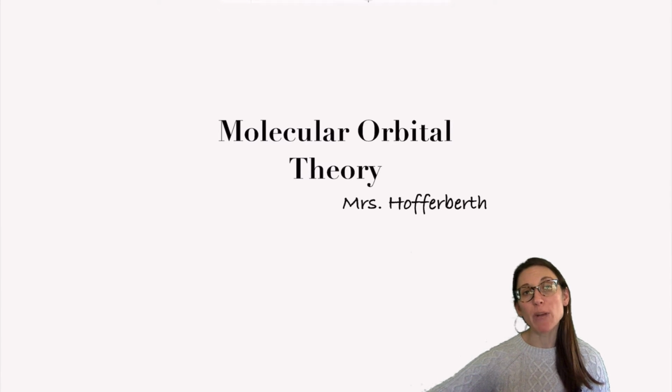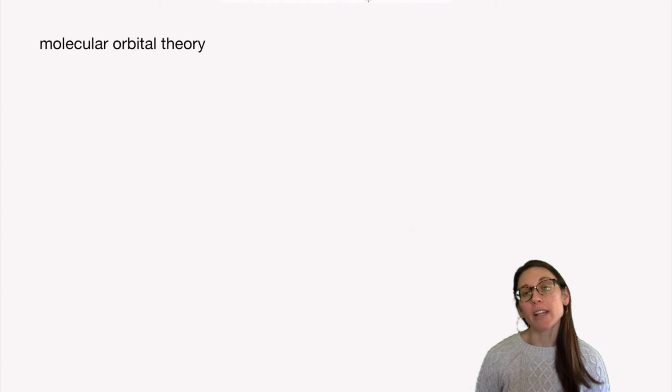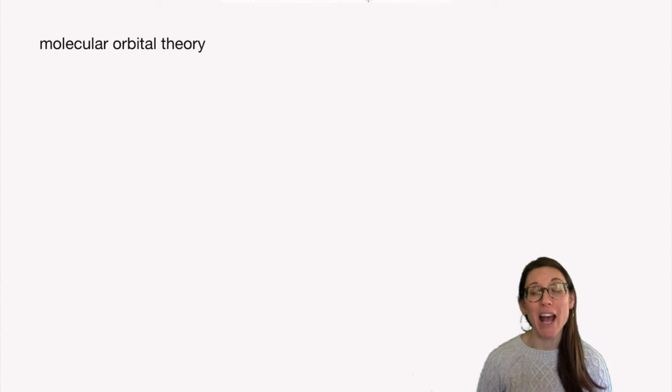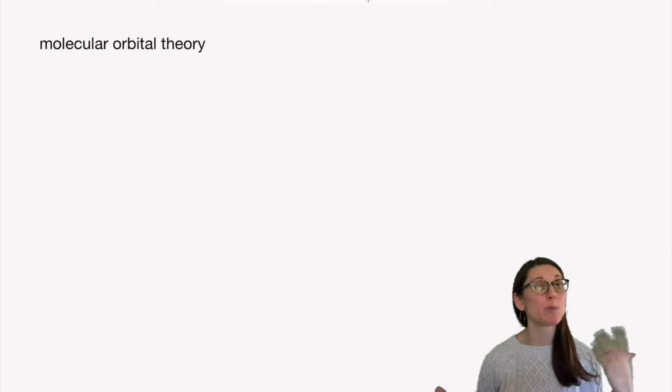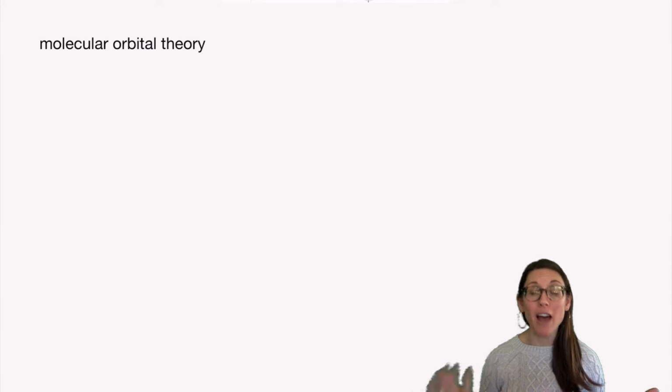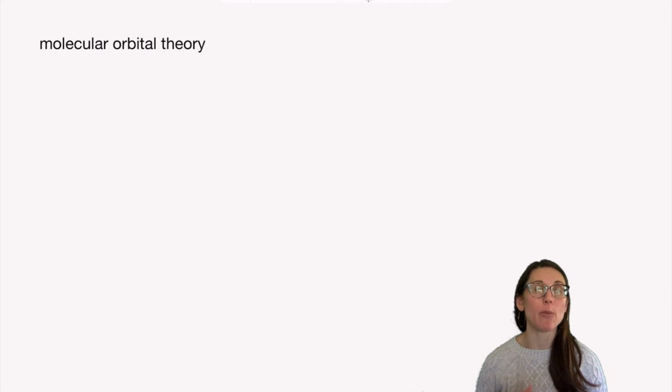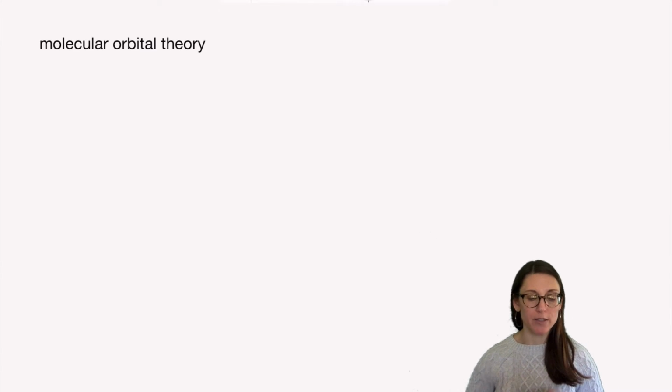Hey folks, let's talk about molecular orbital theory. Molecular orbital theory is a more sophisticated way of describing how atoms come together to bond and form molecules. Now, because it's more sophisticated, it is both more powerful and a lot more complicated. We're going to start just with the basics in this video, and then we're going to elaborate on them in class. So let's start thinking about what molecular orbital theory is.